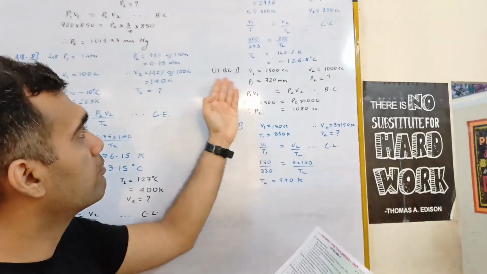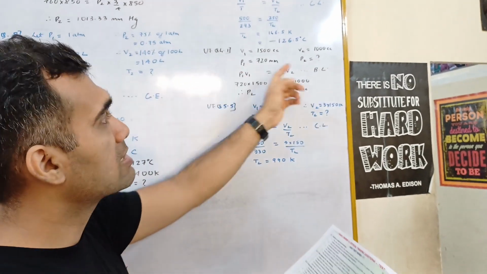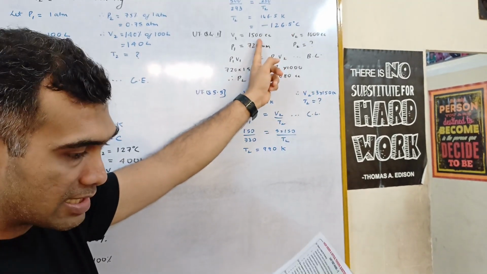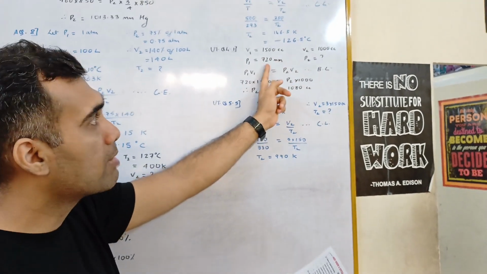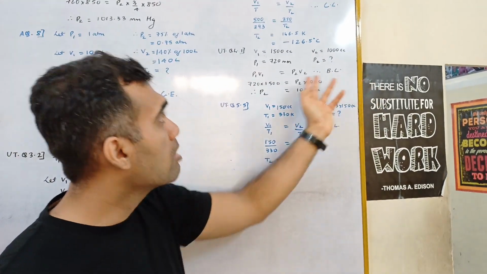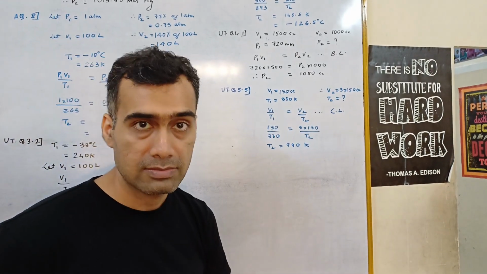Next, question 4.1. The pressure of a gas having volume 1000 cc is to be found out. Originally occupying 1500 cc, and the original pressure is 720 mm of Hg. Very straightforward sum. Temperature is constant. Boyle's law. P1 V1 is P2 V2. Substitute the values, get the answer 1080 cc.